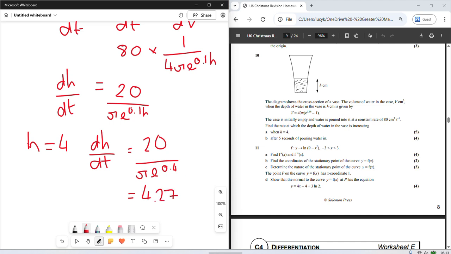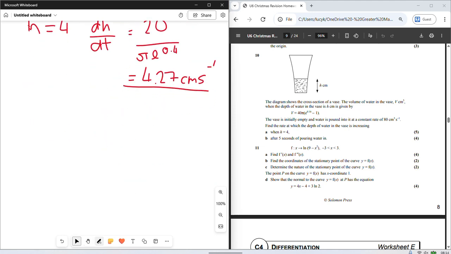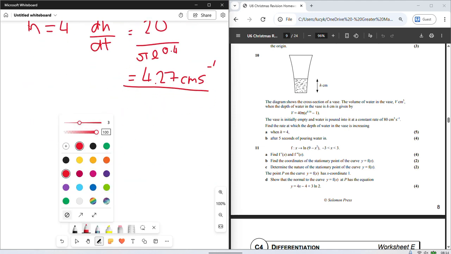And then units wise, let's think. So it's height, which is centimeters. I guess I called it depth before. I'm calling it height. It's the same thing. And then time is seconds. And remember, you're dividing by the seconds, seconds on the bottom. So it'll be s to the minus 1. So 4.27 centimeters per second is that rate of change. So that's part A.